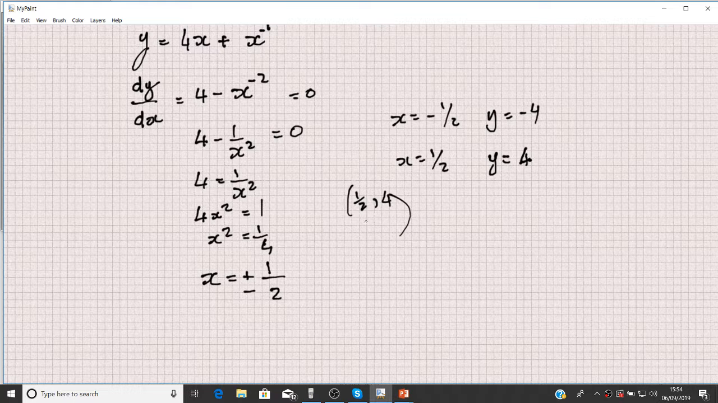We can write the answer just to make it clear: (1/2, 4) and (-1/2, -4).